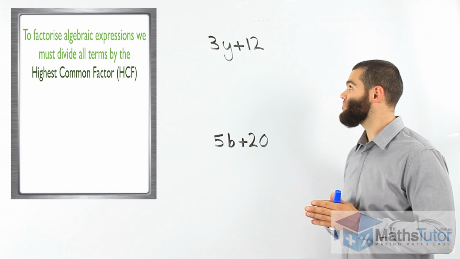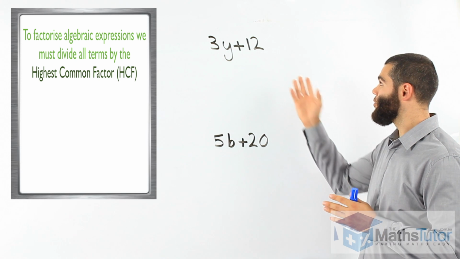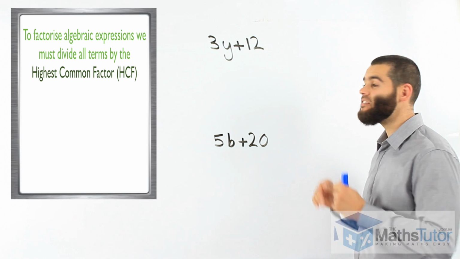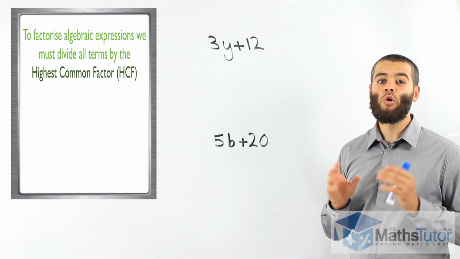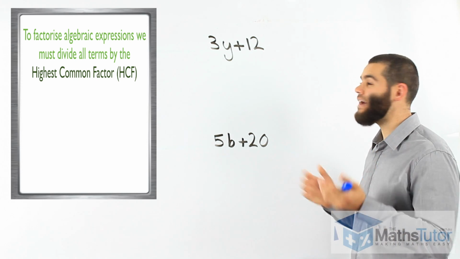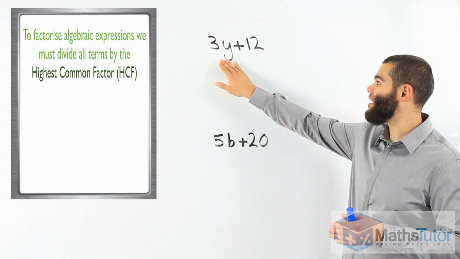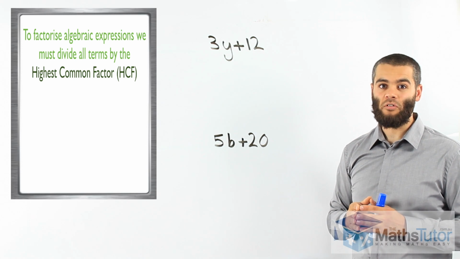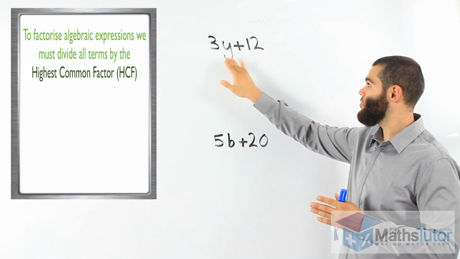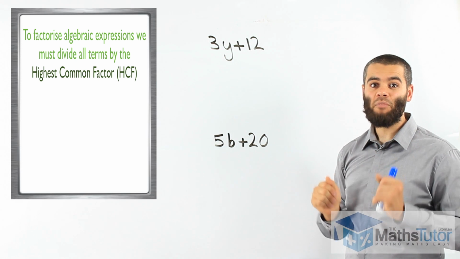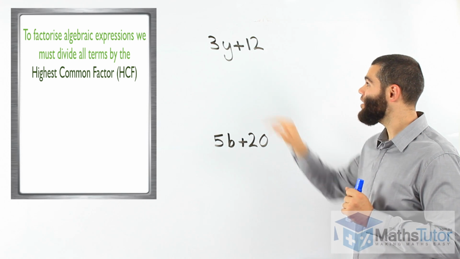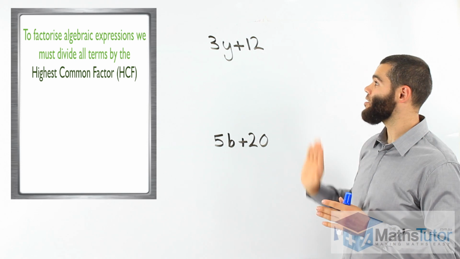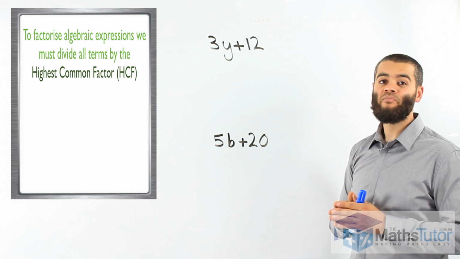We look here, and we have 3y plus 12. And the question says factorize. Factorize meaning look for the highest common factor. The highest common factor in 3y and the highest common factor in 12. So the factors of 12, the factors of 3y, you need to know your times tables to realize that the highest common factor here is going to be 3.